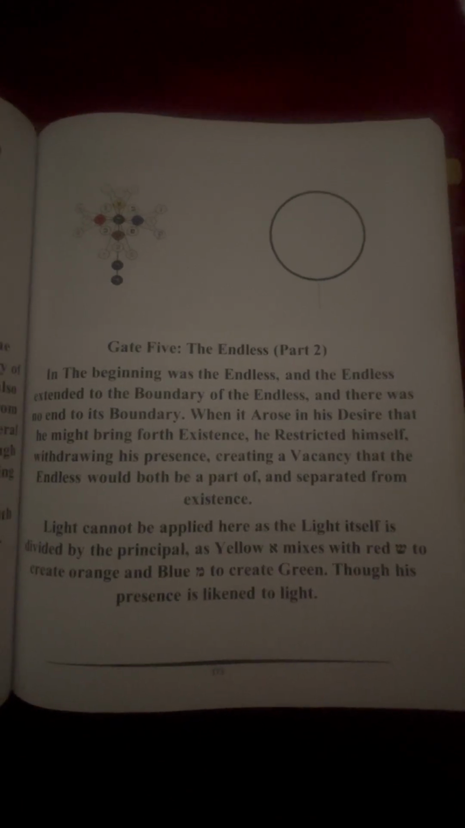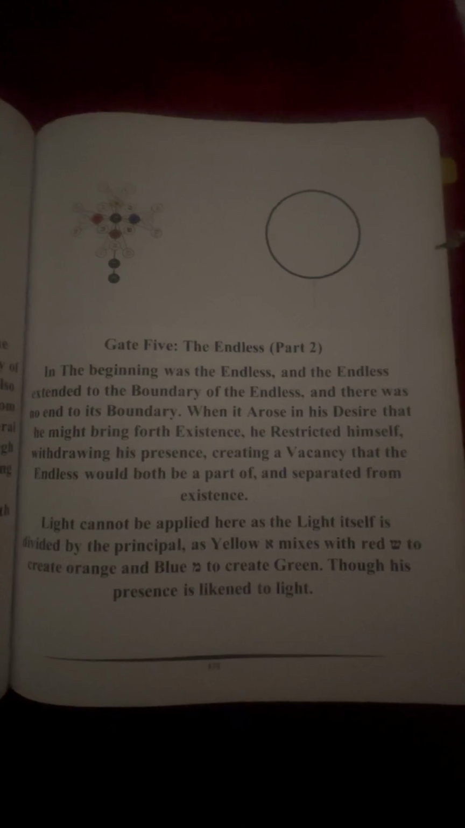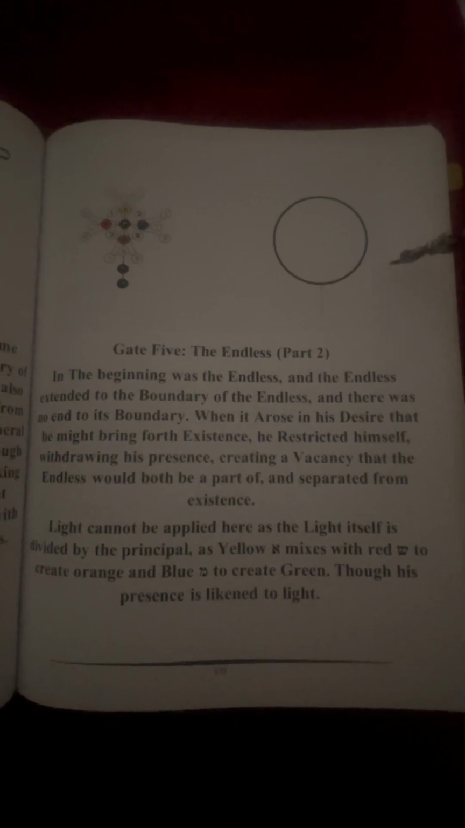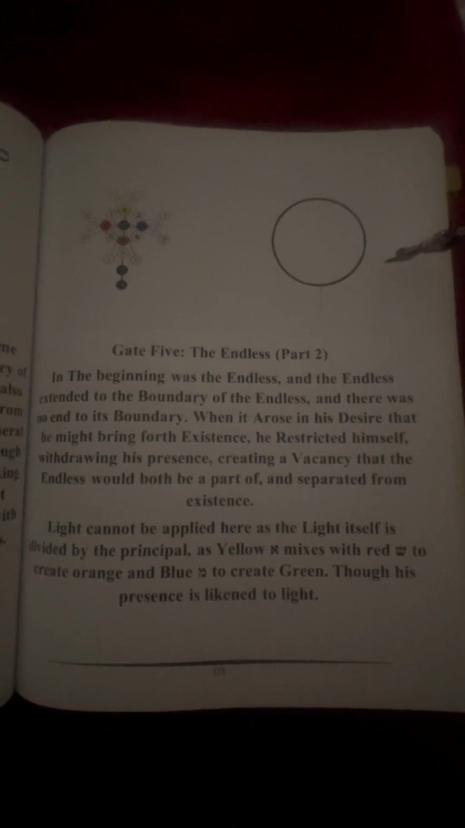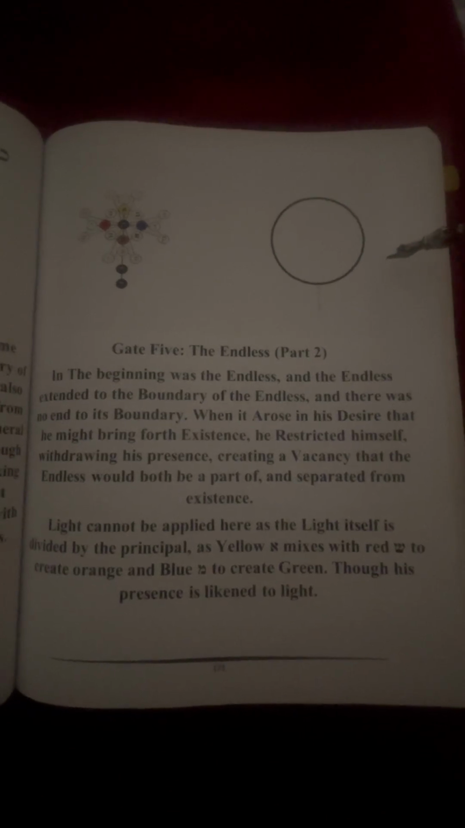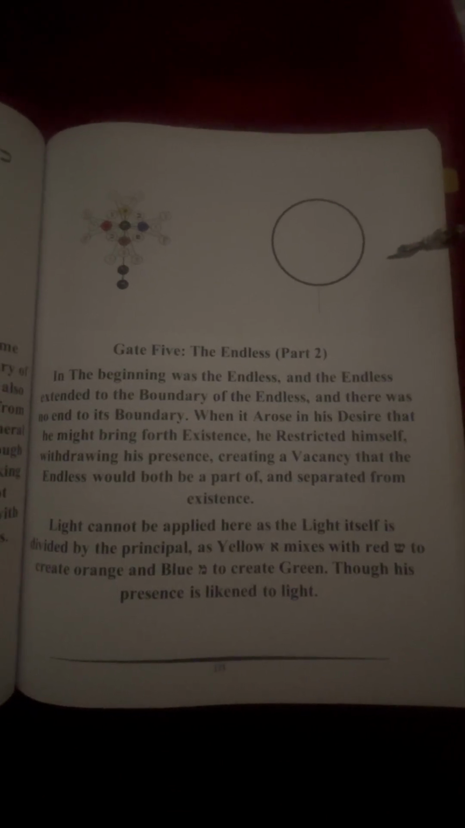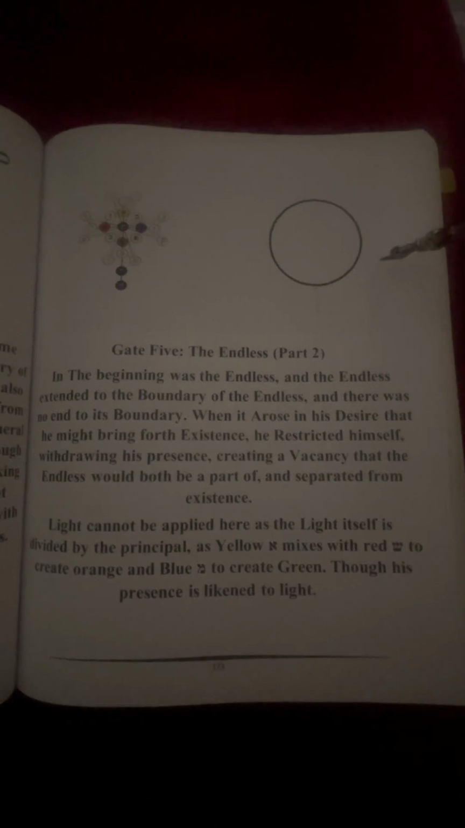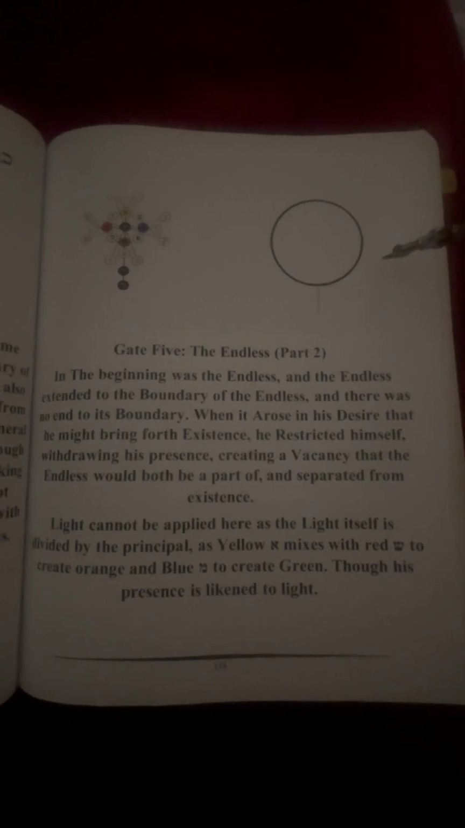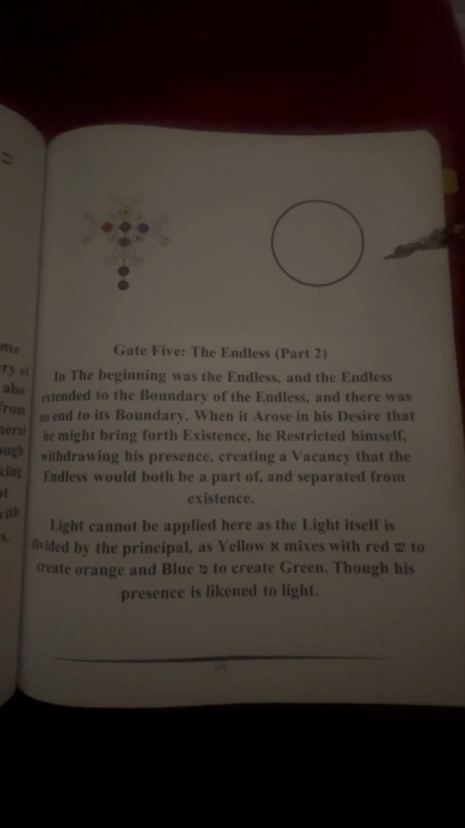Gate 5, the Endless Part 2. In the beginning was the Endless, and the Endless extended to the boundary of the Endless, and there was no end to its boundary. When it arose in his desire that he might bring forth existence, he restricted himself, withdrawing his presence, creating a vacancy that the Endless would both be a part of and separated from existence.